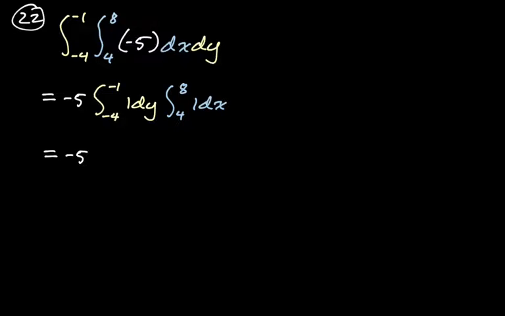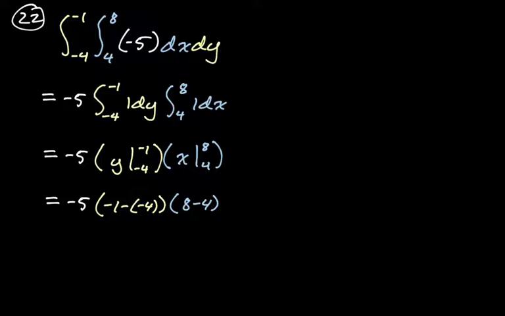So -5, integrate this, you get y from -4 to -1, and then you get x from 4 to 8. So in this case, I don't think you need to say like x equals 4 to x equals 8 because it's not ambiguous. There's only one variable in the expression that you're applying the fundamental theorem to at that point. So I wouldn't show that step. All right, so then we actually do the work. Plug in -1, so you get -1 minus -4, and then you get 8 minus 4. And that's going to give you -5 times 3 times 4, which is -60.